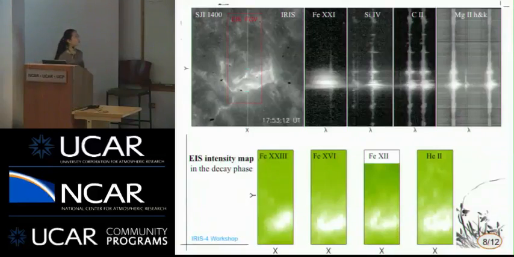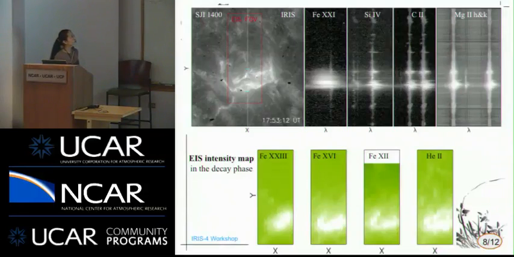Here is a snapshot in the flare decay phase. We can see the 2 clear flare ribbons in the slit jaw 1400 transition region image. And along the IRIS slit, we can see the bright and broad iron-21 emission from 10 MK plasma, the transition region silicon-4 and carbon-2 resonance lines, and also the chromospheric magnesium-2 h and k lines. The spectra show some Doppler shifts and line broadening, especially at the flare ribbon.